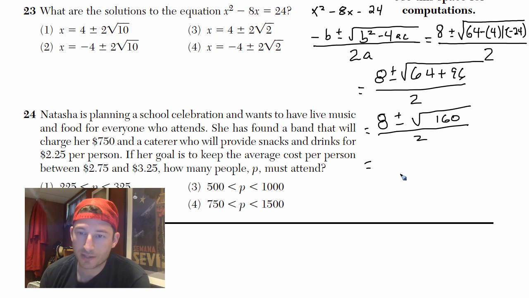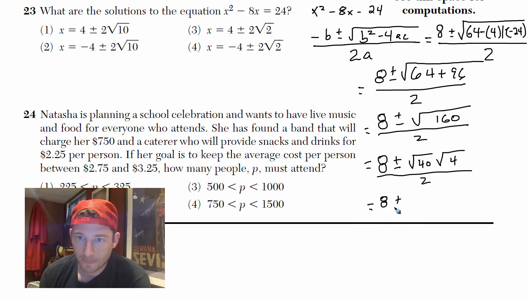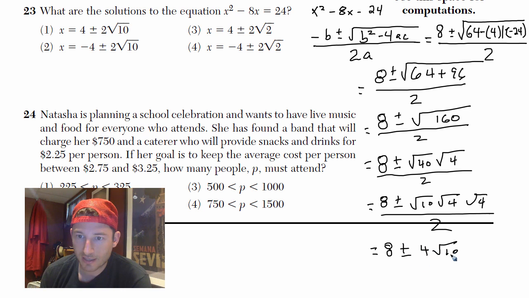Radical 160 we can split into, let's see, what's the best way to do that? What comes to mind right away is radical 40 and radical 4 all over 2. And that turns into, radical 40 is radical 10 times radical 4, and we still have the other radical 4 all over 2. And then we're going to get 8 plus or minus 4 radical 10 all over 2.